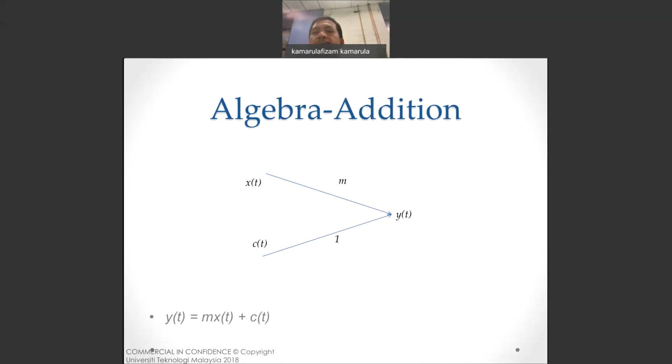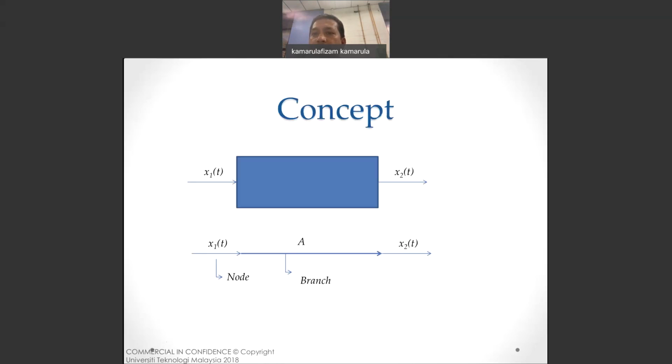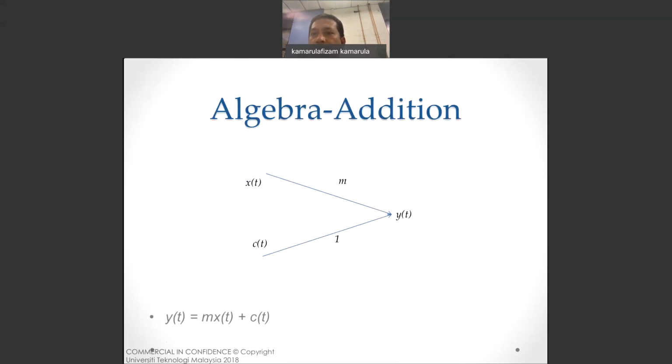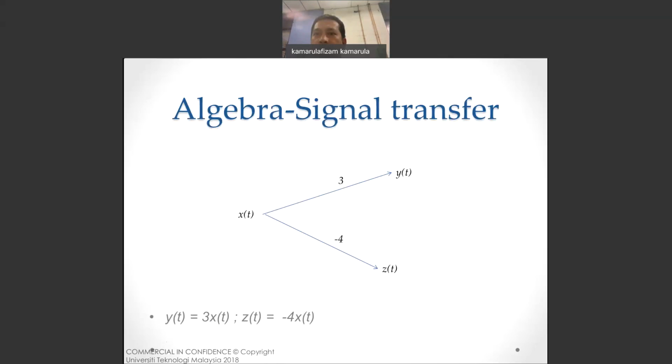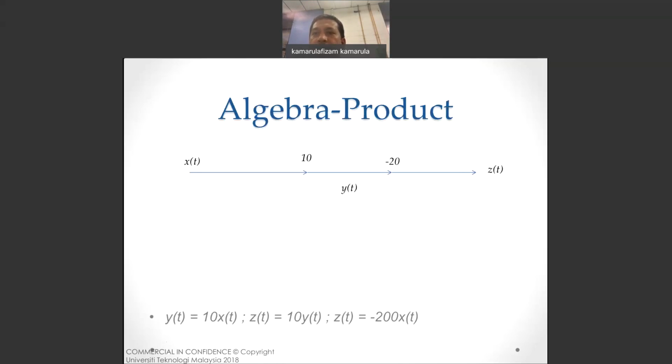So if you have signals coming in and joining at y, then y is going to take the new term of the addition of these two lines, in which you have to multiply the branch or the process with the input. All right. So this is a different case. y(t) here is 3x(t) and z(t) is minus 4 times x(t). I think this is quite clear. This is a product. Okay.